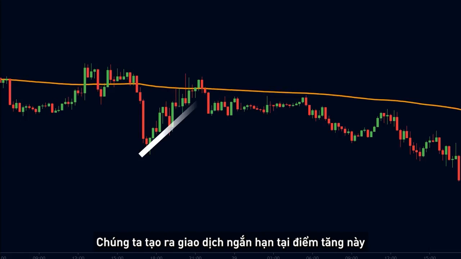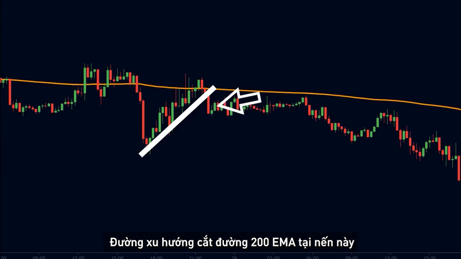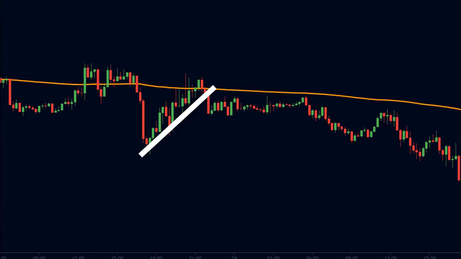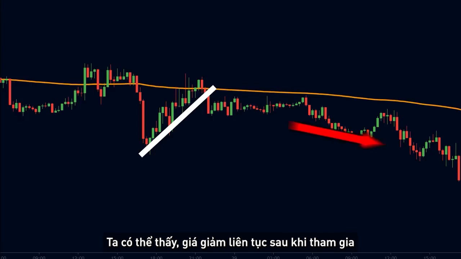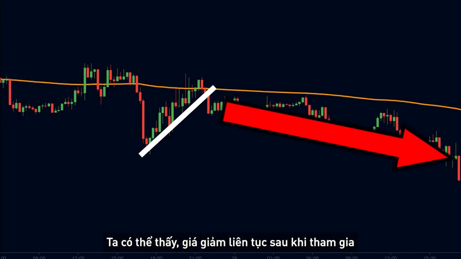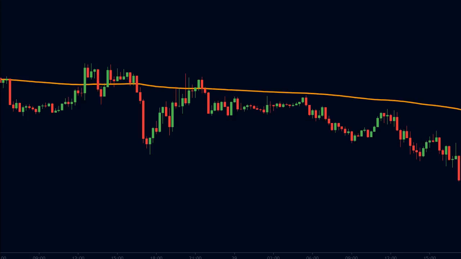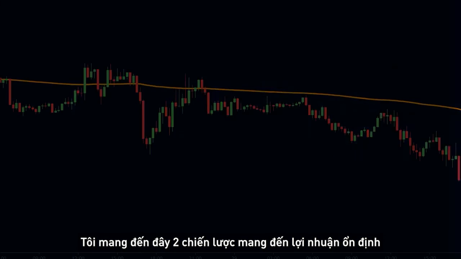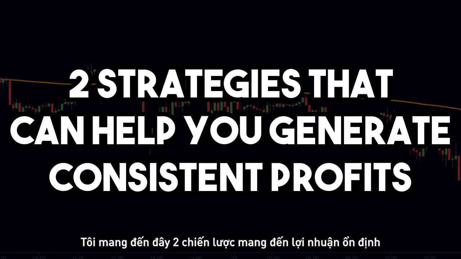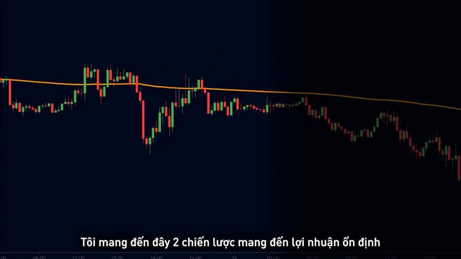So we will create a short-term trend line on the pullback. The price breaks the trend line on this candle. Hence we will sell here. And as you can see, the price made a strong down move after our entry. That brings us to the end of this video. Here, I have given you 2 strategies that can help you generate consistent profits.